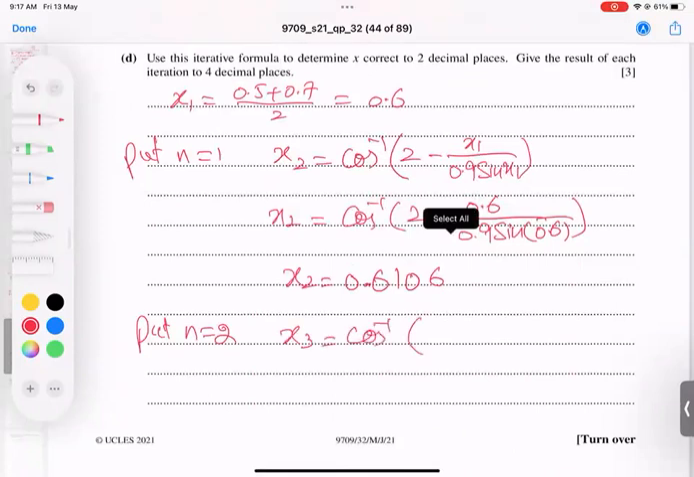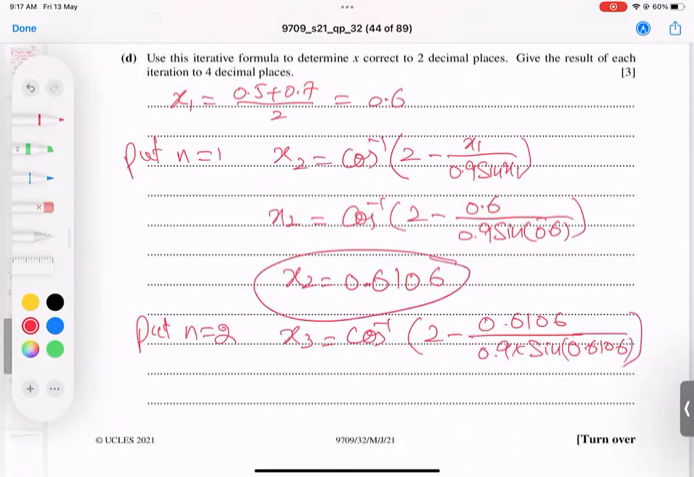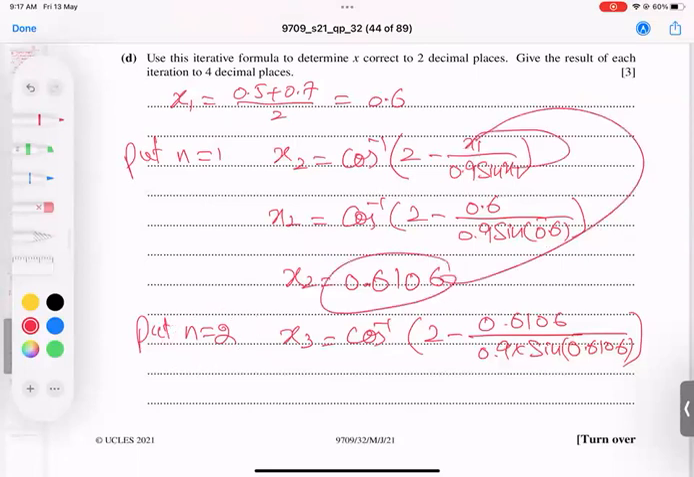So cos inverse of 2 minus x2, and this x2 value will go here and here. Now I'm doing it directly: 0.6106 and 0.9 times 2 sine of 0.6106. I repeat what I have done. This is the x2 value. I plug it in, because in the formula I will get x2 and x2 here, because I'm putting n = 2. So this value I'm plugging here and here. When I plug in here and here, let me see what answer turns out to be.